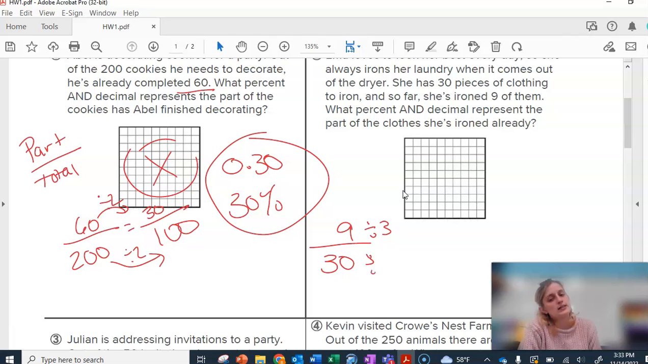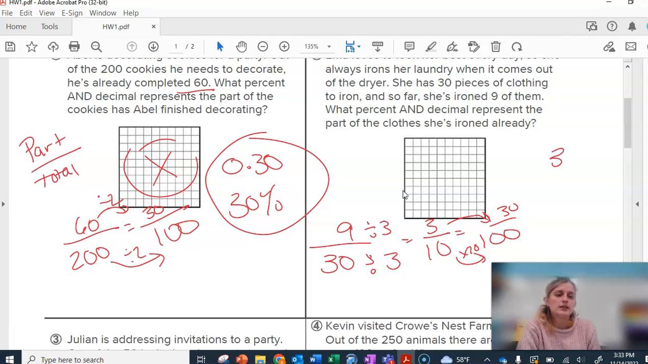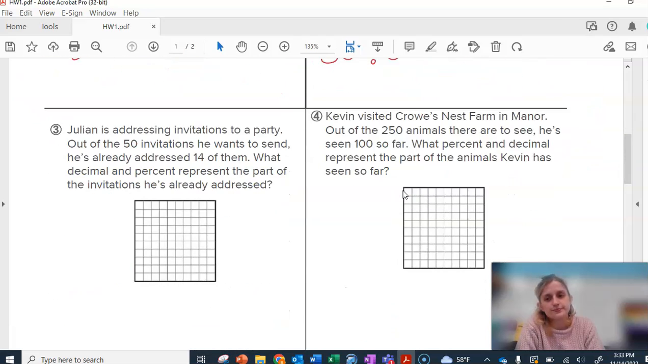Because I don't know a way to get from 30 to 100, I'm going to simplify it first to make it out of 10. 3 out of 10. That I can make out of 100. Times 10, times 10. Ooh, another 30. This is 30%. And 3/10 or 30 hundredths. Either of those are acceptable.